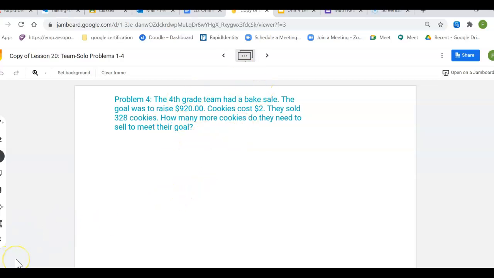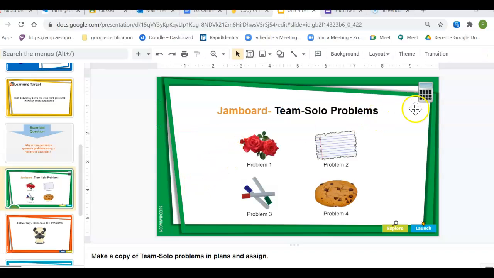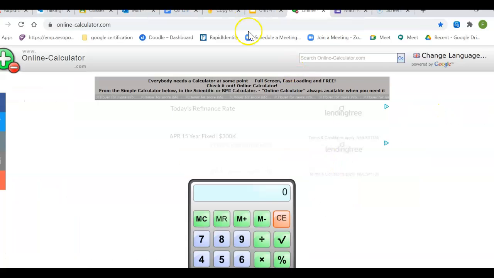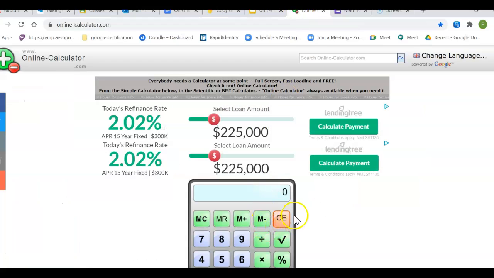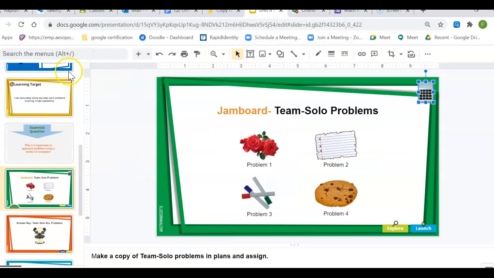So we're going to spend some time. I want you to work on those Jamboard problems. I've got an online calculator right here that you can use. It's okay for you to use the online calculator today, and we have previously used it before. All you need to do is click on the little calculator right here in the top corner, and it will bring up this calculator. Or you can use the multiplication table that I showed you earlier in one of the beginning slides.